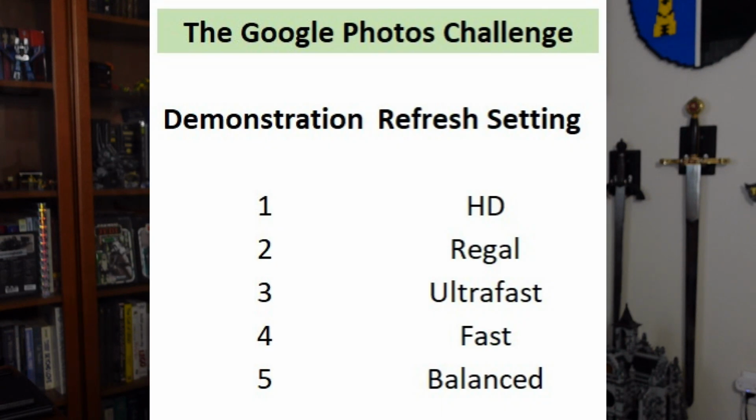Okay, so that concludes our second demonstration. Let's see how you did. The first example was HD. The second was Regal. The third was ultra fast. The fourth was fast. And the fifth was balanced. All right, at this point, you can have anywhere between 0 and 10 points.